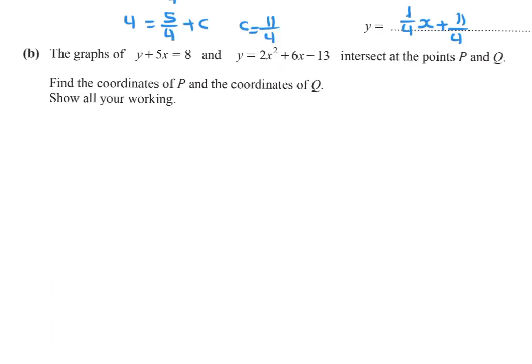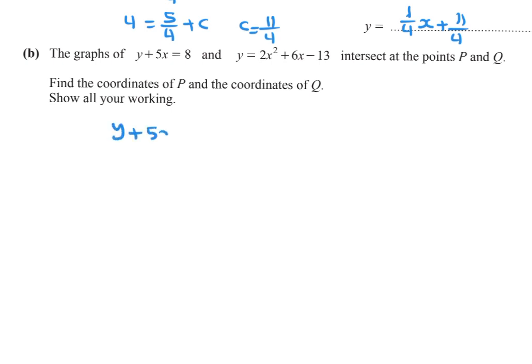Now b, the graphs of y plus 5x equals 8 and y equals 2x squared plus 6x minus 13 intersect at the points P and Q. Find the coordinates of P and the coordinates of Q. We have two equations, one linear and one quadratic. To solve them, start from the linear, find x or y, then substitute in the quadratic. From the linear, we can find y.